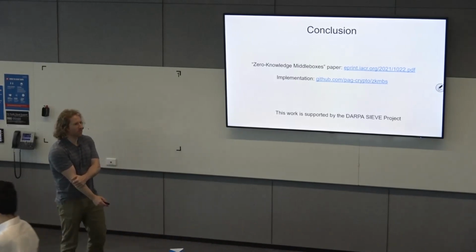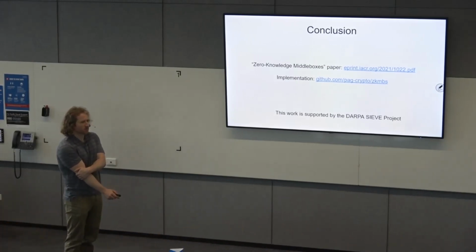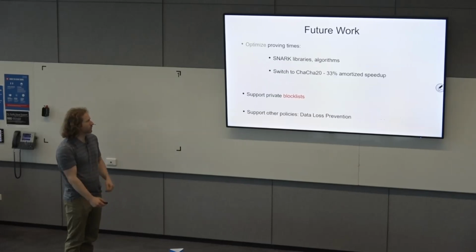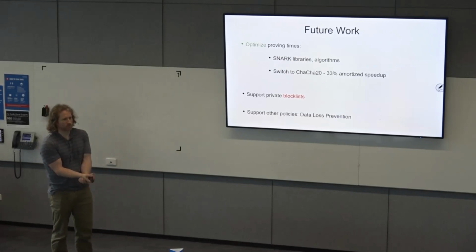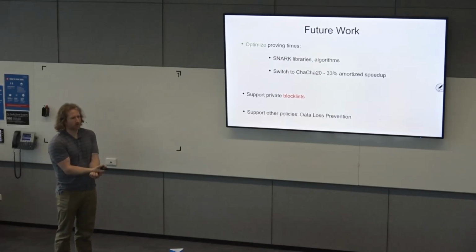So I have some questions for the first work. The first one, I guess, you mentioned in the last slides that you want to support a private block list, which means that right now you don't preserve the root privacy, right? The middle box sees all the plain text.